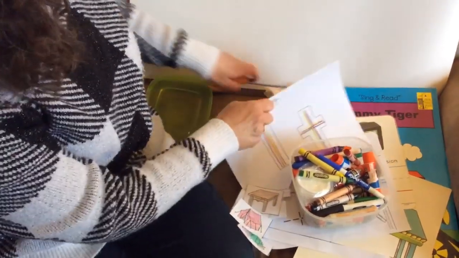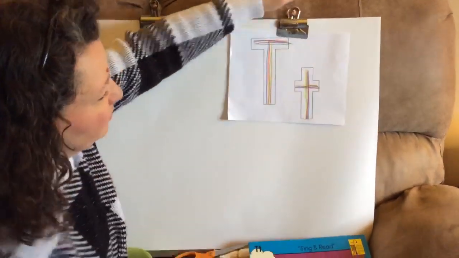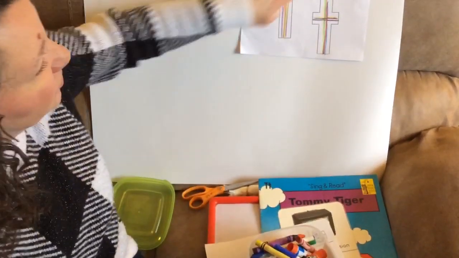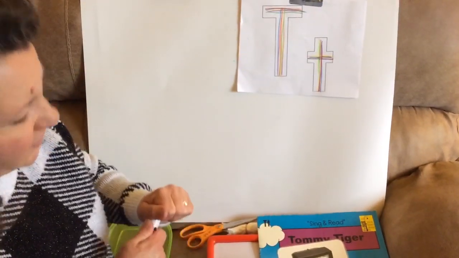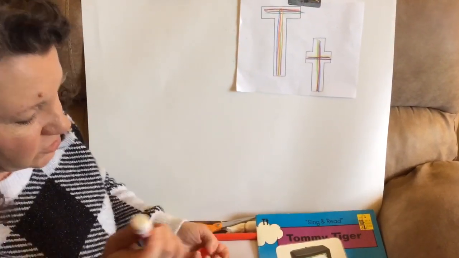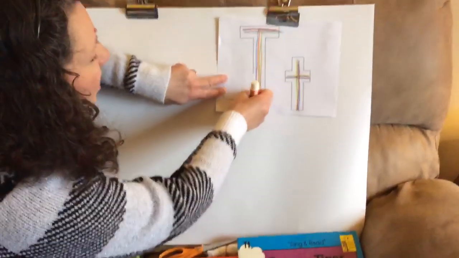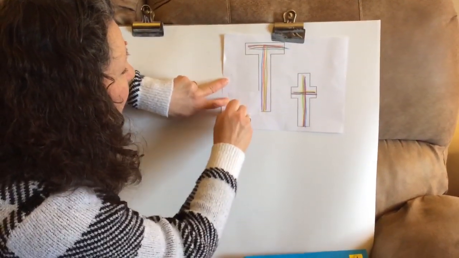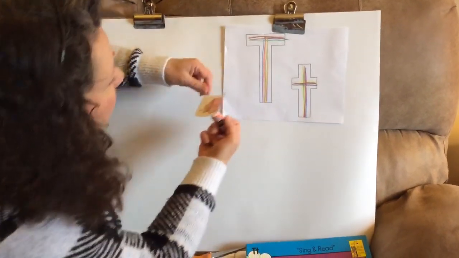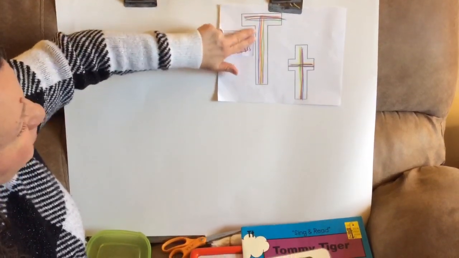Okay, so now what we're going to do is glue our T pictures around our letter T. Remember, if you have your glue stick, just use a little bit at a time. We're going to put our glue on the back, go all the way to the edges, and then press our pictures on our paper. Let's press them to the edges.